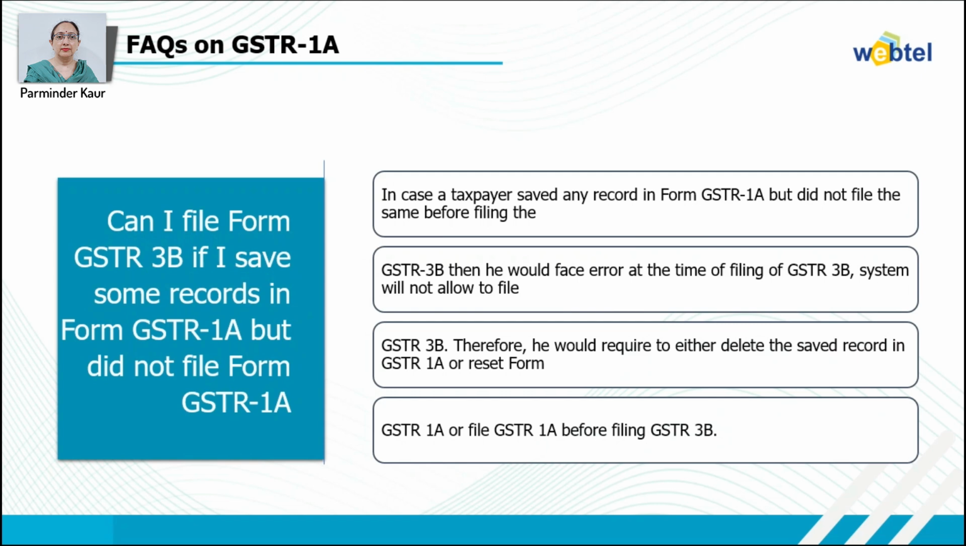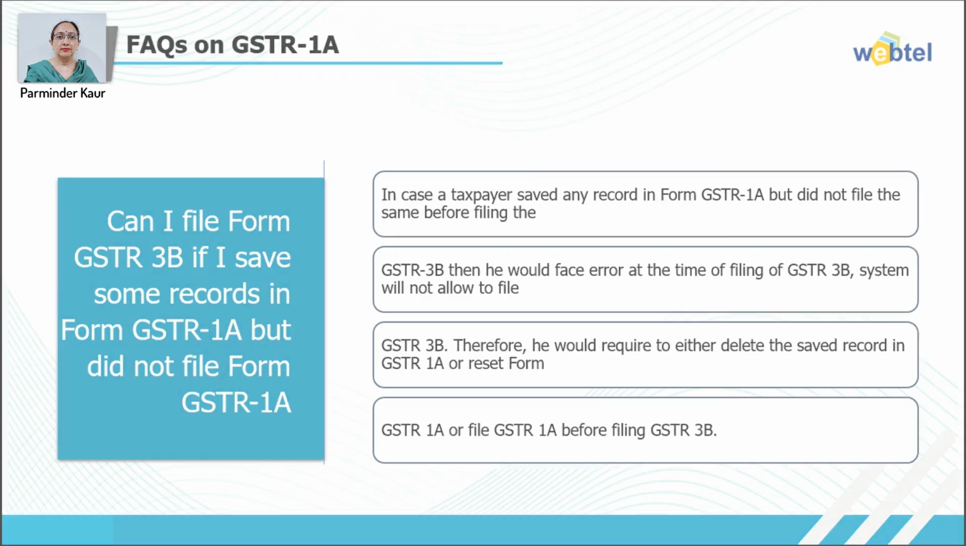Can I file form GSTR 3B if I save some records in the form GSTR 1A but did not file the form GSTR 1A? In case a taxpayer saved any record in the form GSTR 1A but did not file the same record, on filing the GSTR 3B he would face an error at the time of filing of the GSTR 3B. The system will not allow filing GSTR 3B. Therefore, he would be required to either delete the saved record in the GSTR 1A, or reset form GSTR 1A, or file GSTR 1A before filing GSTR 3B.